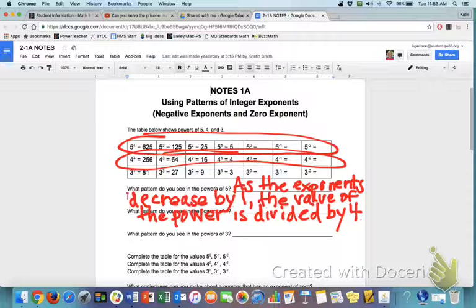What pattern do you see in the powers of 3? So this time if you look at the powers and the patterns of 3, you will not see it divided by 5 or 4, but now you're going to see that the power is divided by 3. Okay, take a minute and make sure you guys are writing each one of those. I only wrote it once, but you guys should write it 3 times, each under the different question.